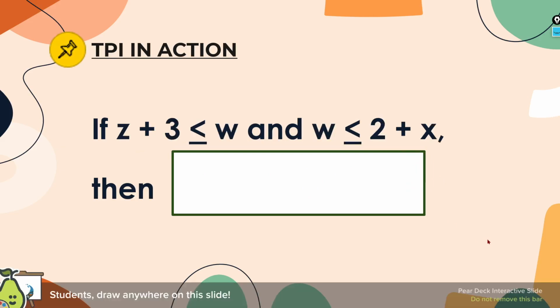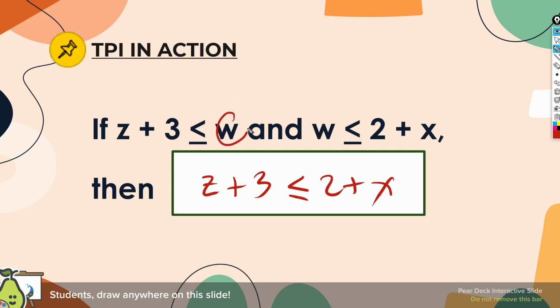Parang ganito. If z plus 3 is less than or equal to w, and w is less than or equal to 2 plus x, then, okay, pause muna, sulat muna ng inequality, hit play when you're done. Right. Meron ka na dapat inequality. Ang inequality mo dapat, ang itsura niya ay z plus 3 mas maliit or equal sa w. Si w naman mas maliit or equal sa 2 plus x. Therefore, I conclude that z plus 3 must be less than or equal to 2 plus x. Tama? Yun yung common nila sa w.